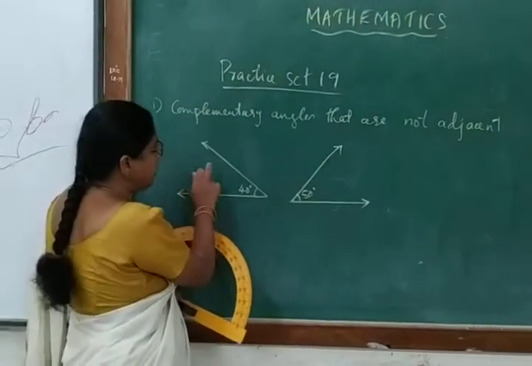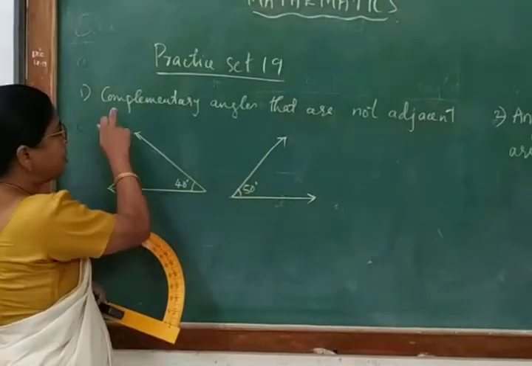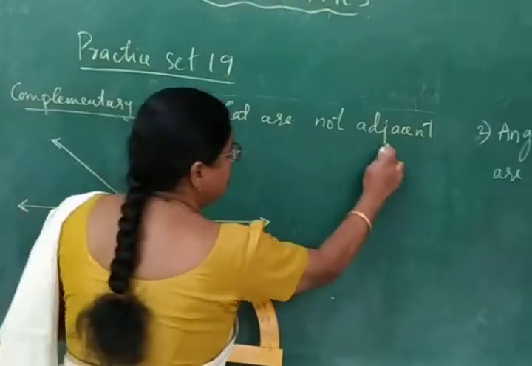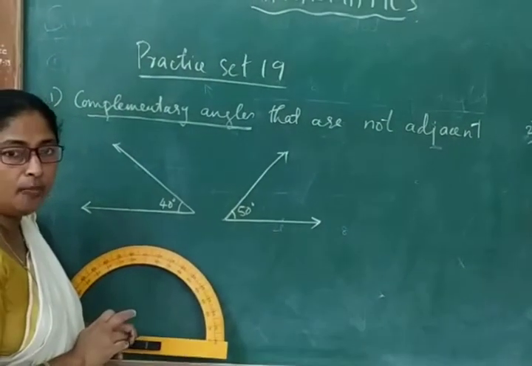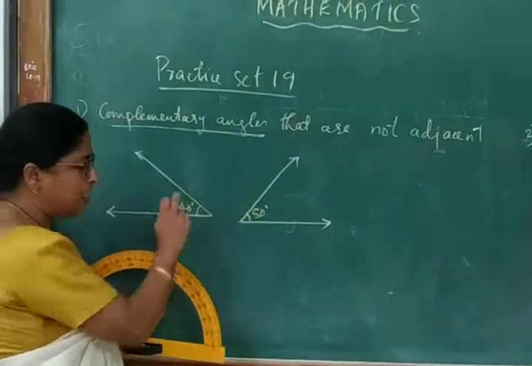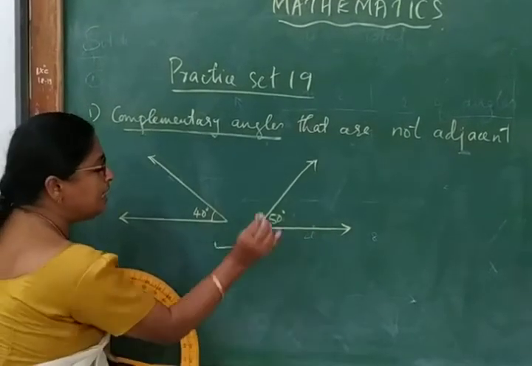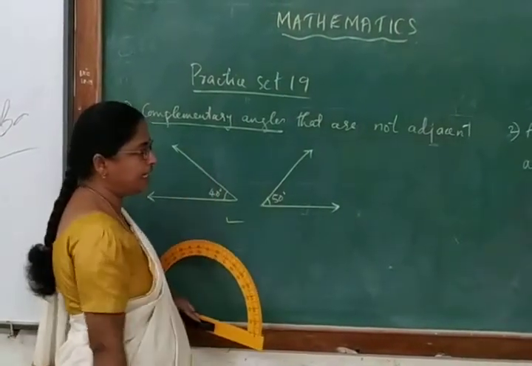Now here you see both the measures total is 90 degree. So they are called complementary angles. But they should not be adjacent. Are they adjacent? They do not have a common arm or common ray. So they are not adjacent. So the first one's figure is drawn. So we can draw the correct figure.